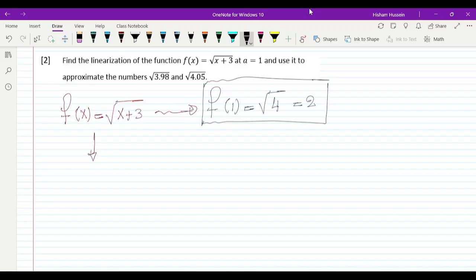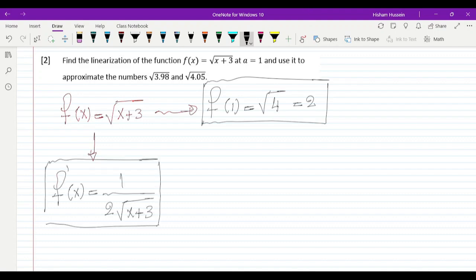The second path to follow is to find f dash of x. So here f dash of x will be 1 over 2 root of x plus 3. Then find f dash at the point of tangency. So f dash of 1 will be 1 divided by 2 times root of 1 plus 3, which is root 4. So it's 1 divided by 4.